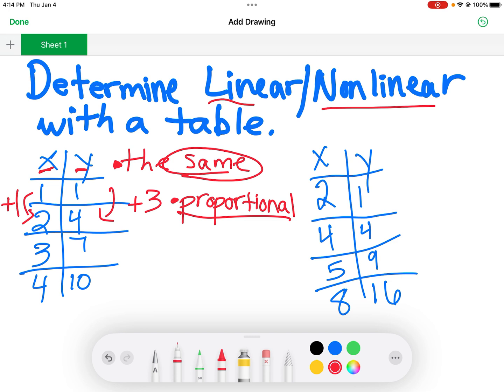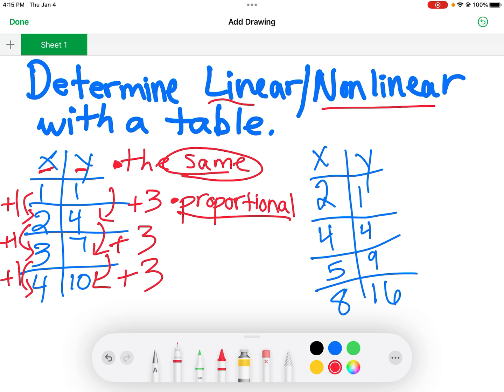From 1 to 4 was plus 3. From 4 to 7 was plus 3. And from 7 to 10 was plus 3. So everything here checks out so far. On the x, from 1 to 2 was 1. From 2 to 3 is plus 1, and from 3 to 4 is plus 1.